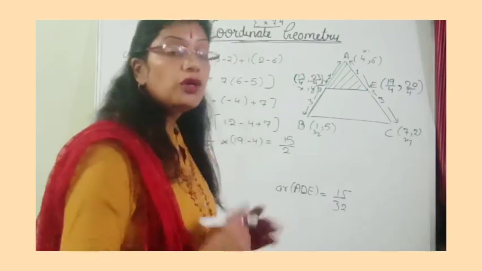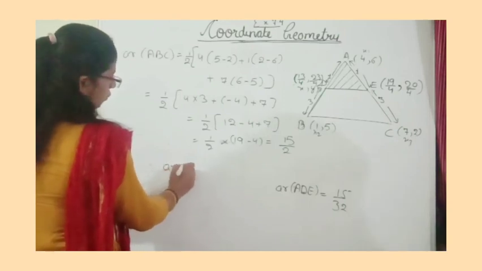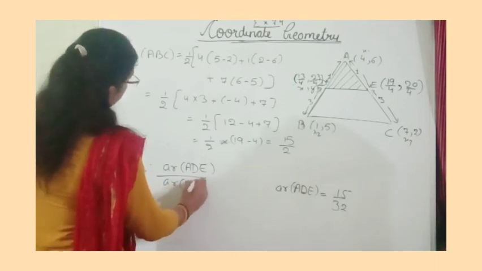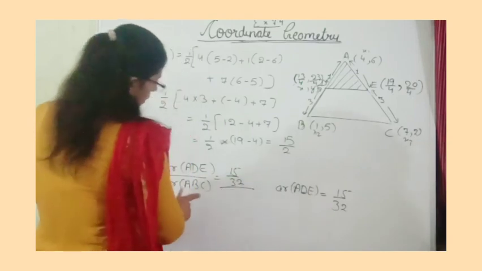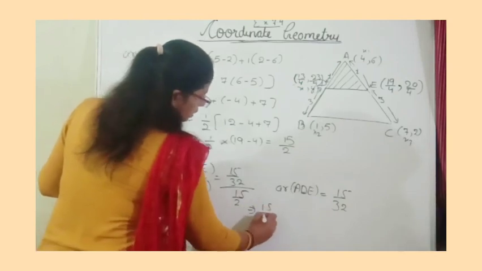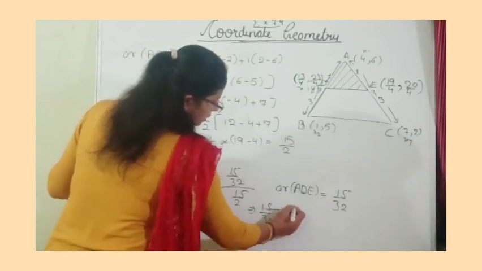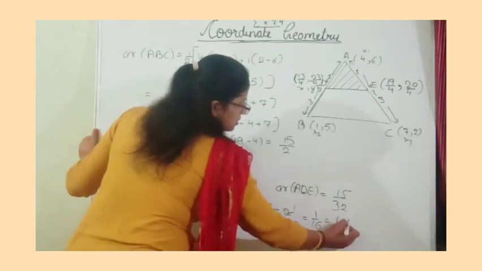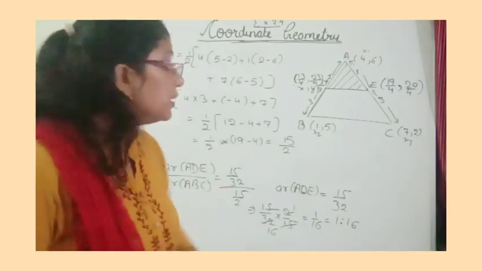So what you have to do? You have to compare the area of these two. So what we'll do now? Therefore area of ADE divided by area of ABC. So put the value 15 upon 32 whole divided by area of ABC, 15 upon 2. So solve this, you will get 15 upon 32 into 2 upon 15. 15 and 15 cancel, 2 16s. So 1 upon 16. So the comparison you will get is 1 ratio 16. So this was your question number 6.